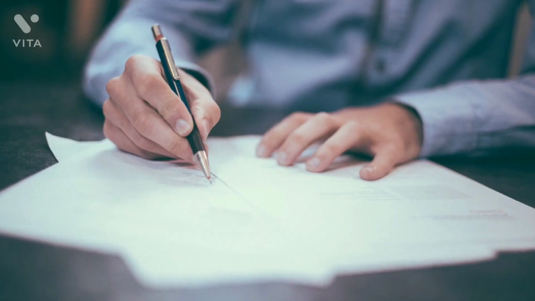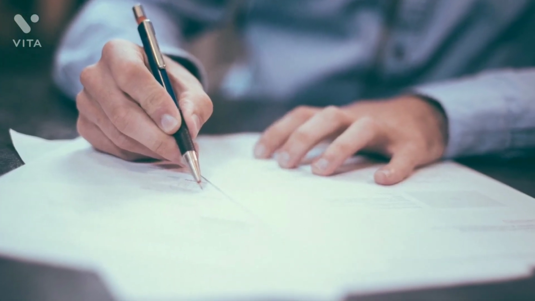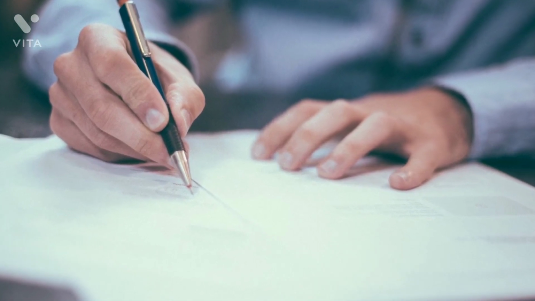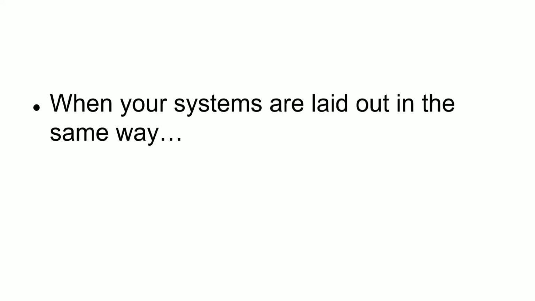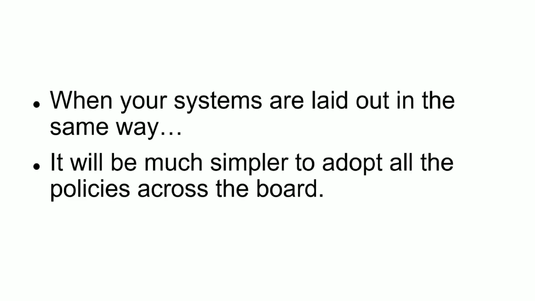Step 4. Document, document, document. Once you've agreed to the new recommended process, it's time to make sure that it is clearly documented. It is imperative that you be consistent throughout each process by trying to use the same terminology and structure throughout. When your systems are laid out in the same way, it will be much simpler to adopt all the policies across the board.